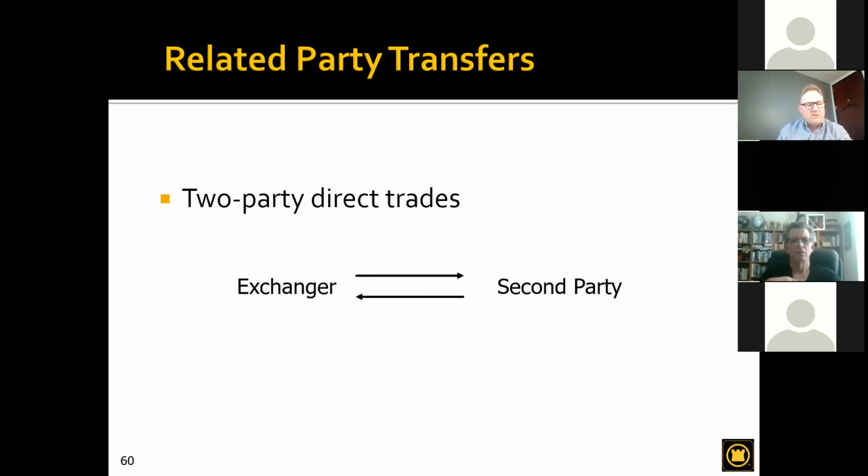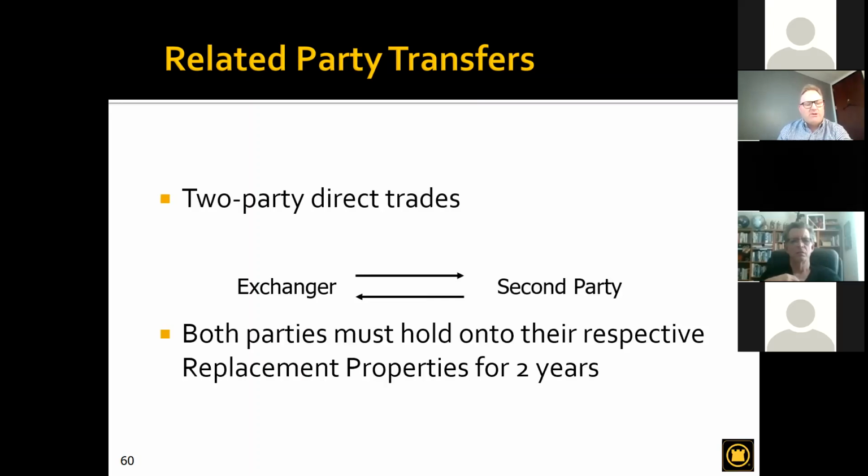So you can do direct swaps, again, but you've got to hold on to them for 2 years. You can't dispose of them. If one of the parties disposes of the property, both parties will be taxed and fail their transaction.